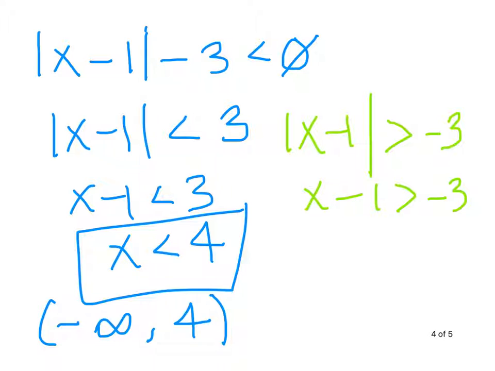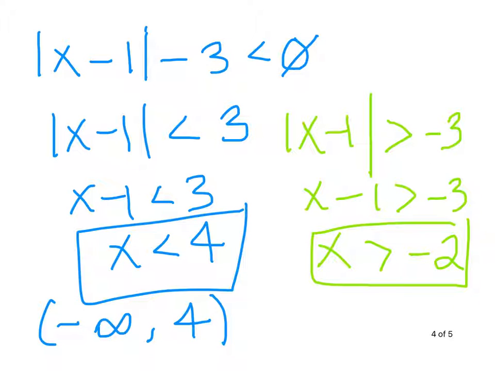And then same thing for this one, we can get rid of our absolute value symbols. We've got negative 3, we're going to add 1 to both sides, negative 2, right? Okay, so that's the second one. And it's greater than negative 2, so parentheses or bracket? Parentheses. Okay, so we've got negative 2 to infinity. And then that is a union.